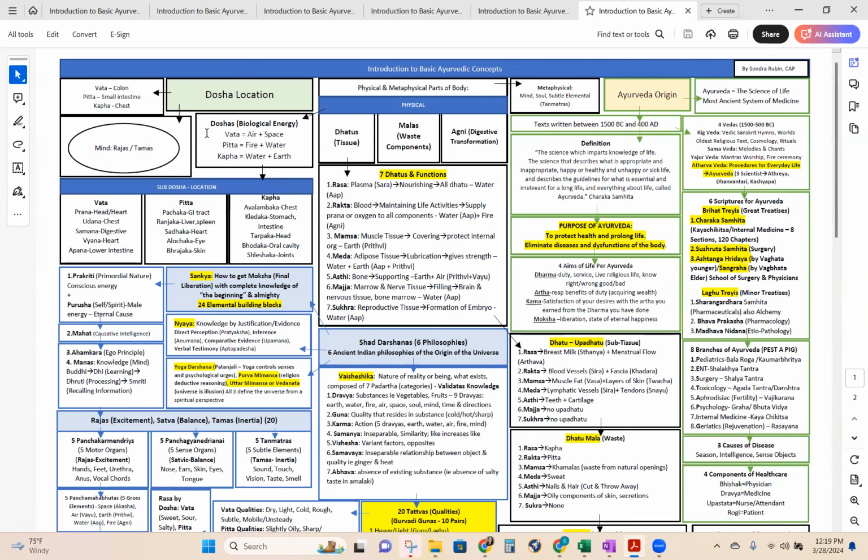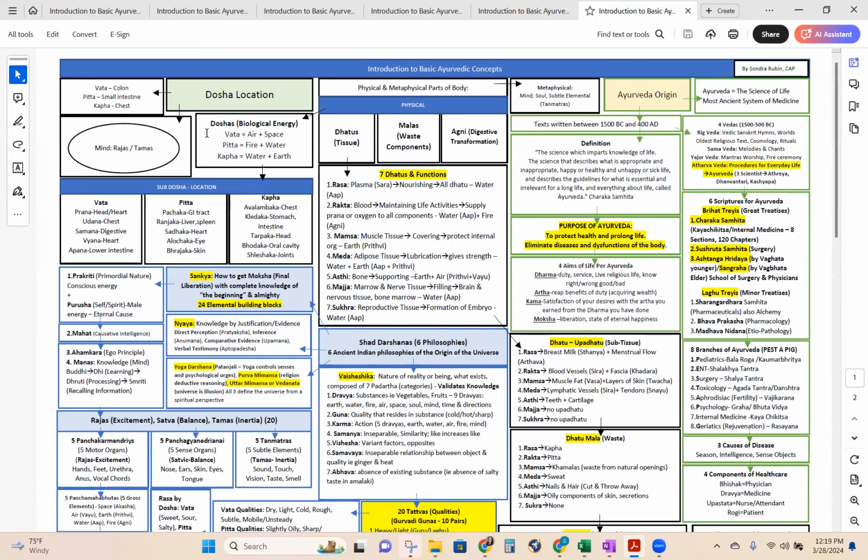Okay. The sub-doshas, main locations. For Vata, there is Pranavata. It is located in the head and heart. Udanavata, located in the chest. Samanavata, located in the digestive system. Vyanavata, in the heart. Apanavata, in the lower intestine.